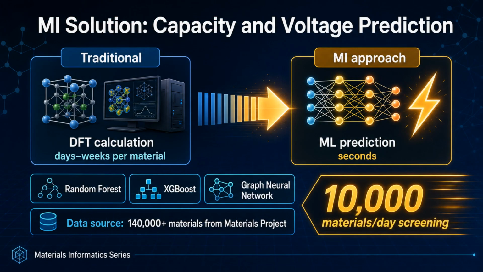Traditional DFT calculations take days to weeks per material. Machine learning models predict capacity and voltage in seconds. Using random forest, XGBoost, or graph neural networks trained on over 100,000 materials from the Materials Project, we can screen tens of thousands of candidate materials per day. These models achieve high prediction accuracy, enabling rapid identification of promising candidates.